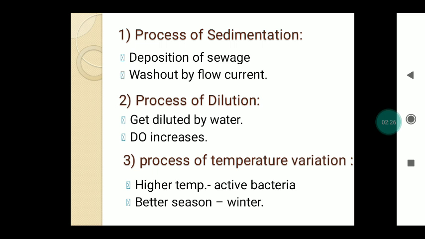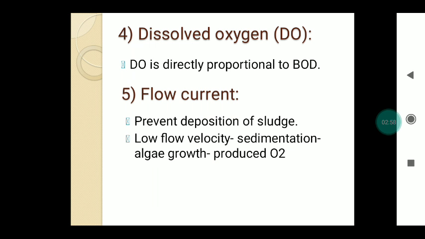The third process is temperature variation. Temperature affects the rate of the purification process. At higher temperature, bacteria get active, and these active bacteria increase the decomposition or oxidation of the organic matter present in the sewage. That's why the better season for the activation of bacteria is the winter season, in which purification can be faster. The next process is dissolved oxygen, that is the DO.